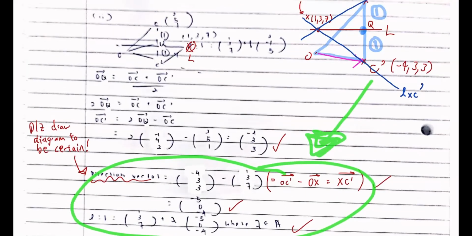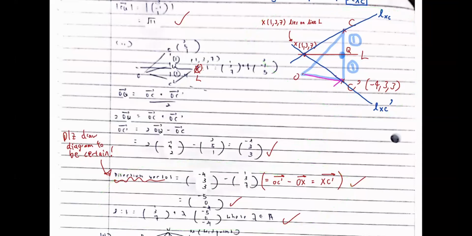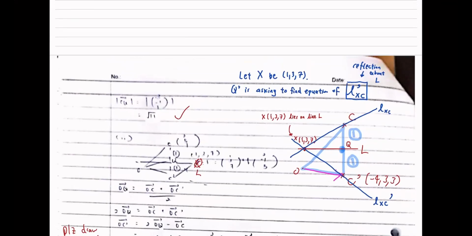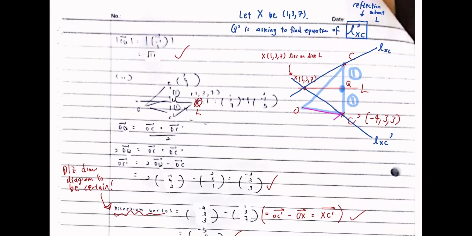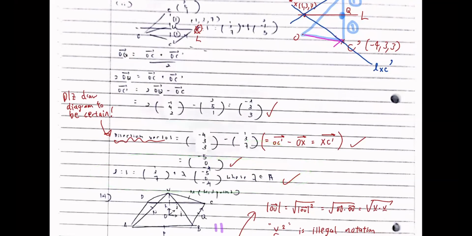But it would be advisable for you to draw a picture so you can double confirm you know what you're doing. Also, draw a diagram and label all these points like LXC prime, LXC, C prime, and all the other points. I don't know how you got the question correct, but I hope you understand what's going on. I'm going to move on already.